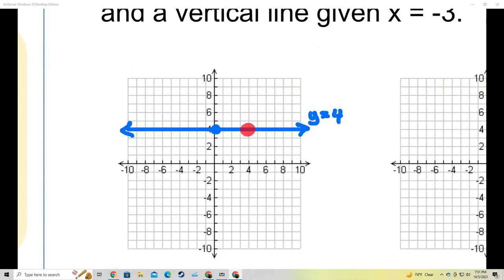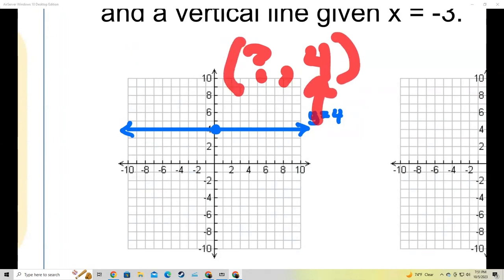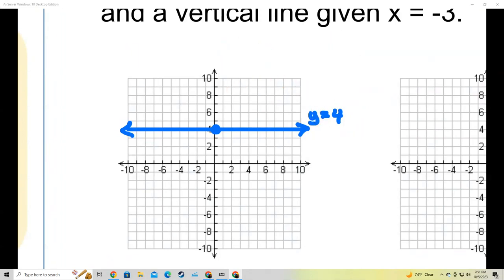Look at this point. This point right here is 4 comma 4. Look at this point right here. It's 8 comma 4. You know what number you kept hearing? You kept hearing something comma 4. And that something comma 4, your y value was always 4. That's how I know that this is the y equals 4 line, because every single one of those dots on that line has a y value of 4.